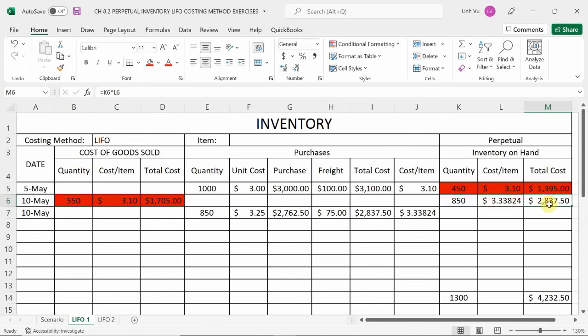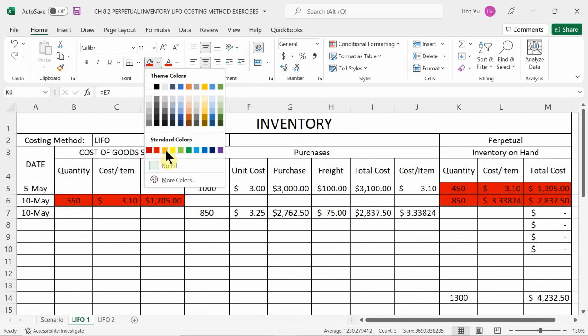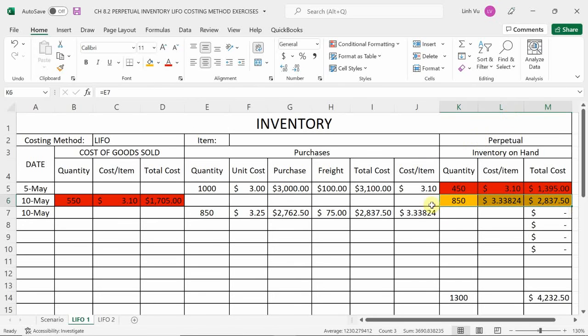Now, once you've got that, you can also copy and paste the formula so then every time you enter these numbers in, you'll have it automatically calculate your quantity times the cost per item. Okay, so there you go. Should be that $2,837.50. And I am going to color it, so we can know what we're doing every single time. So there you go. Now I have a total of 1,300 units available to sell.